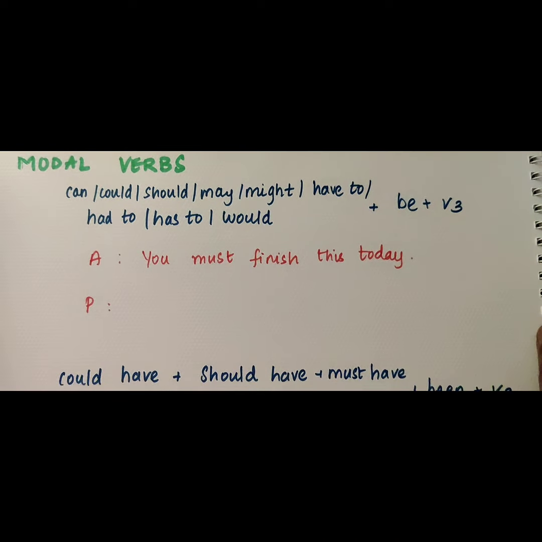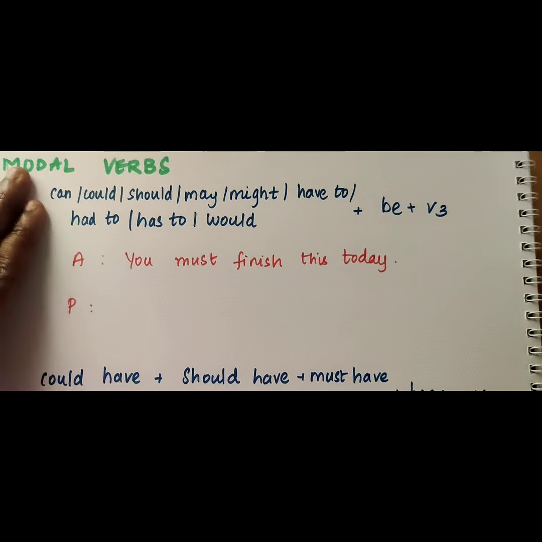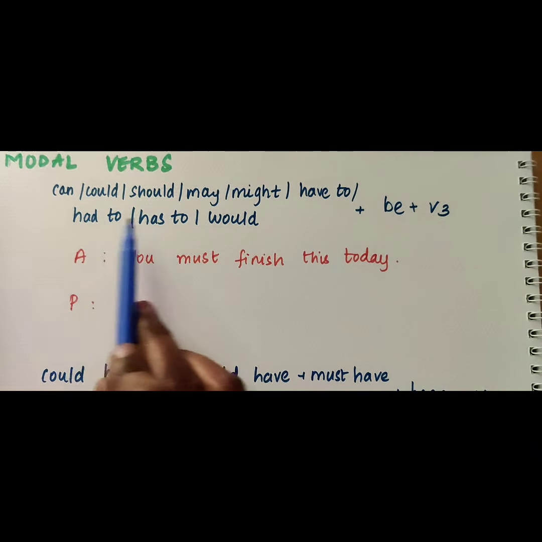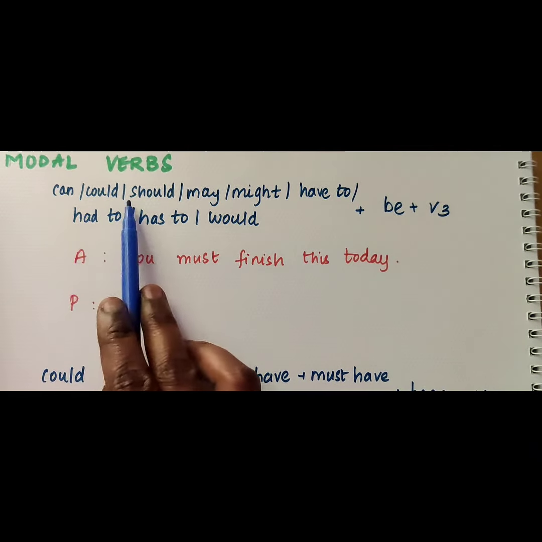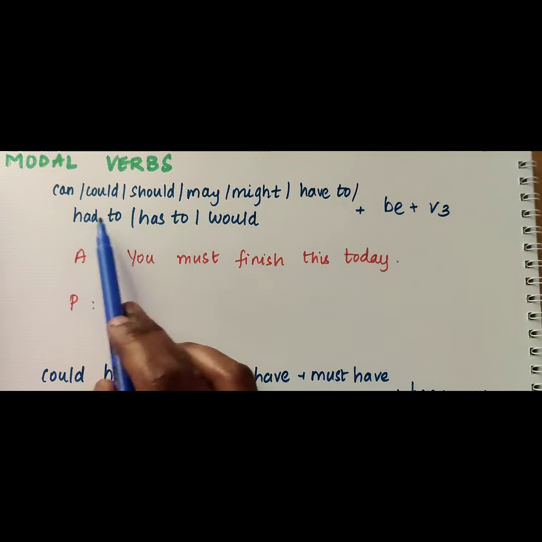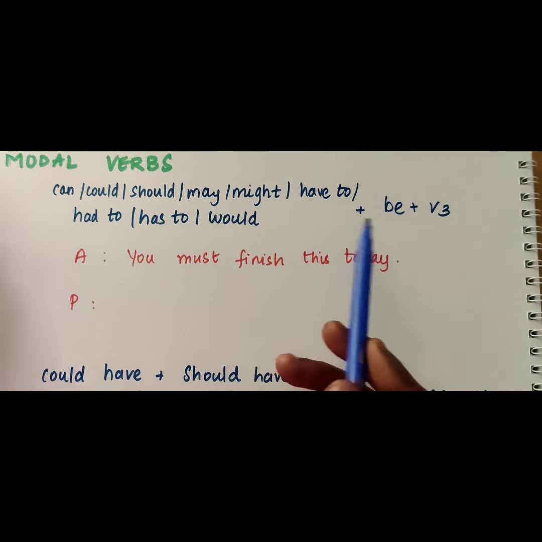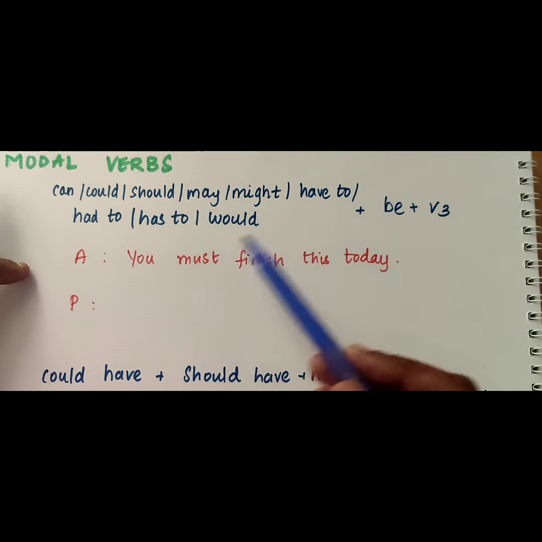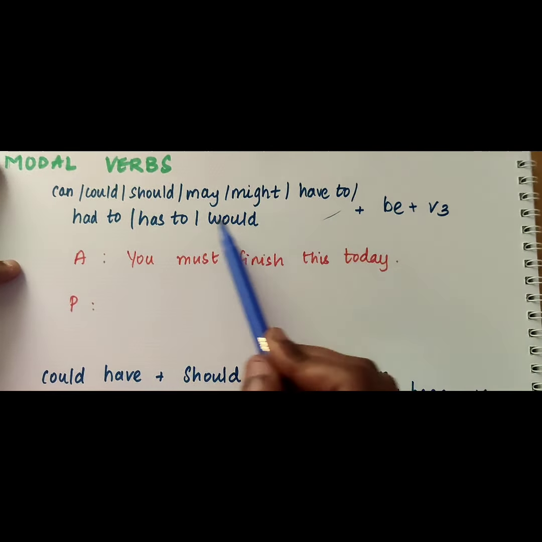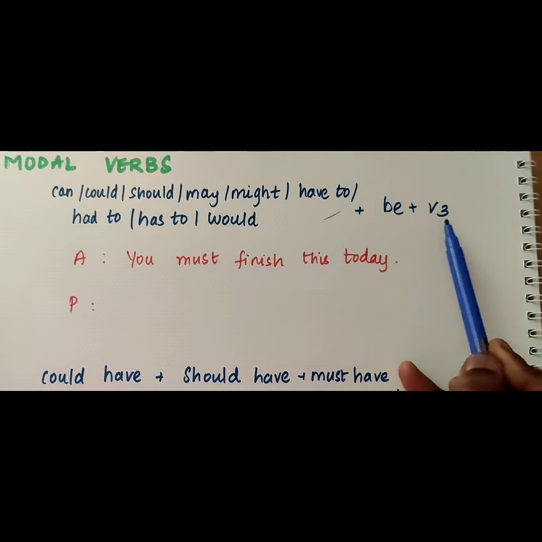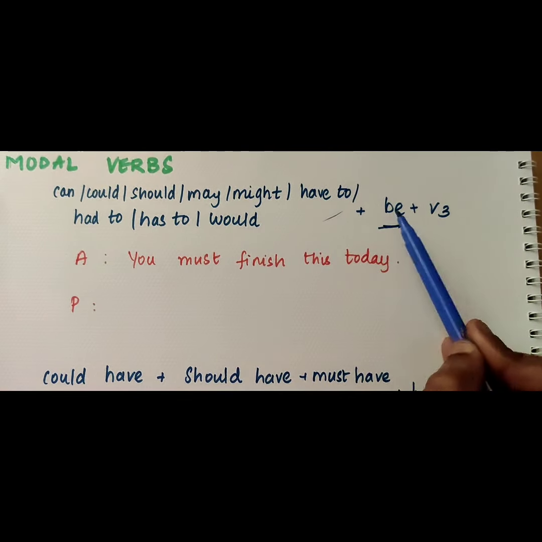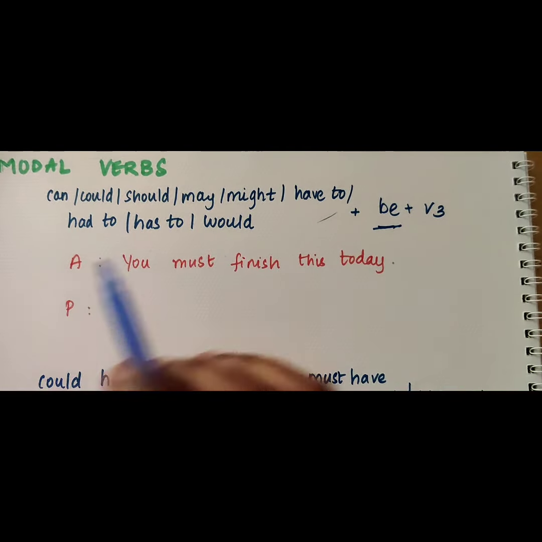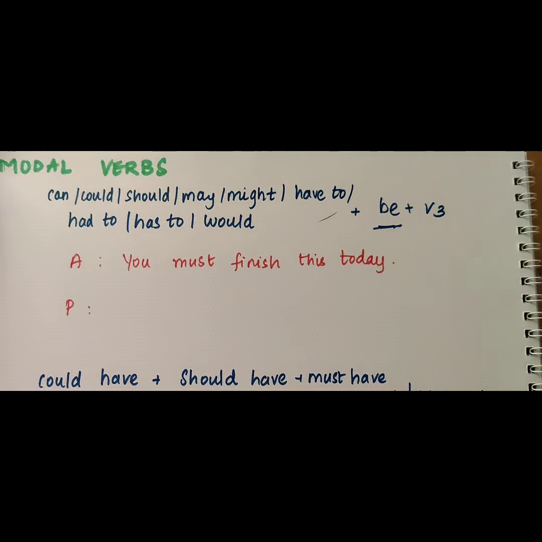Next format is modal verbs, sentences with modal verbs. In active voice it will have could, can, should, may, might, have to, has to, would plus verb. That will change to modal plus be plus third form. So here in perfect we were using been, right? Here you have to use be.